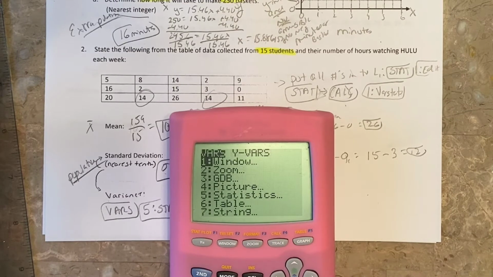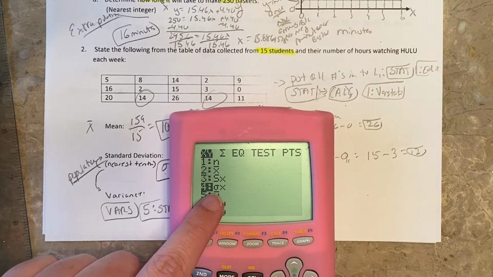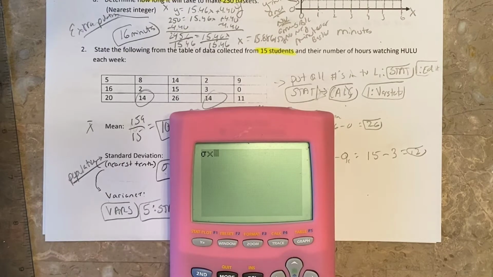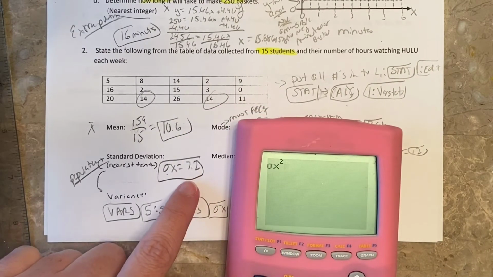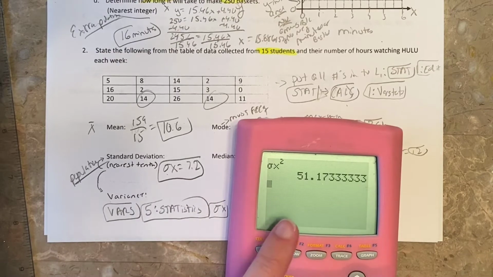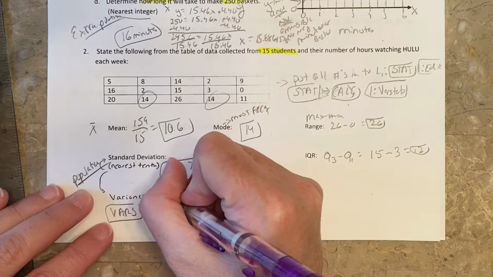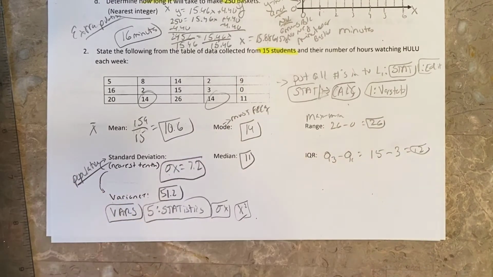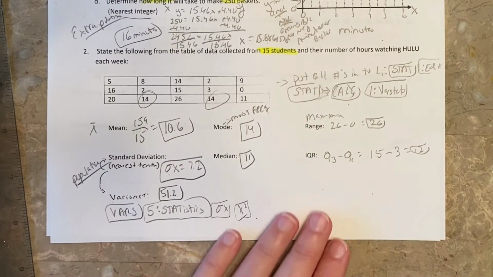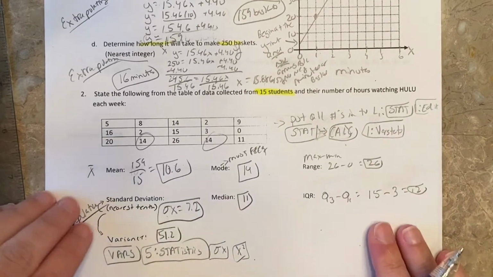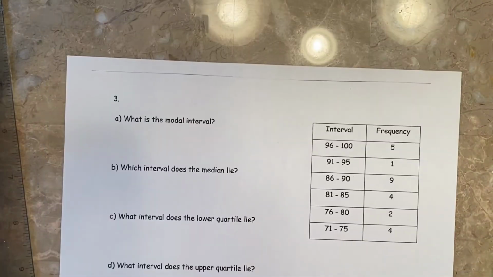Now we're going to press VARS. We're going to go to 5, remember, because we're in the stats unit. We're going to go to our population, and then we have to press squared. You cannot just square this number. It will be completely wrong. All right, nearest tenth is 51.2. All right, so I think that one is all done. Yeah, looks good. Number 3.